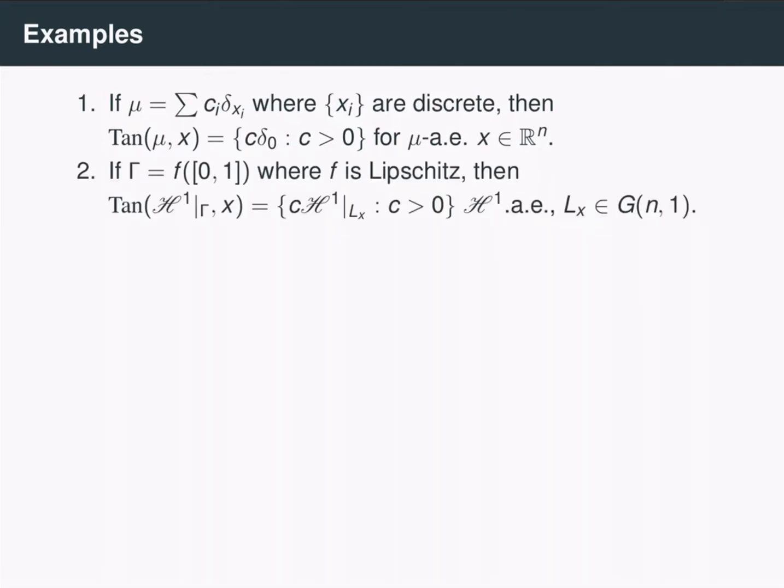Now, if gamma is an image of the unit interval under a Lipschitz map, then if we look at Hausdorff measure restricted to the curve, we'll see in later weeks that the set of tangent measures at almost every point is going to equal just all positive multiples of Hausdorff measure restricted to some particular line.